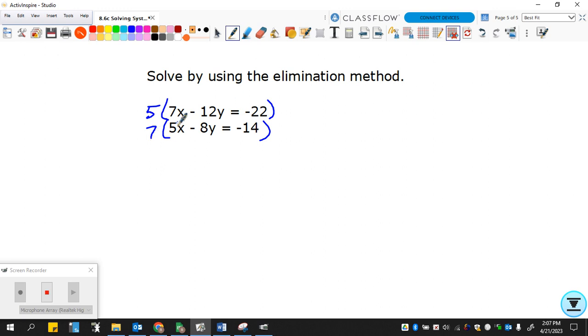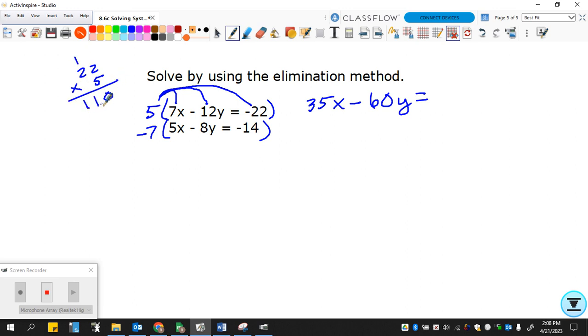All right, we just multiply each one. For the bottom one, we got to change the sign, so let's make the bottom one a negative 7. All right, so 5 times 7 is 35x. Minus 5 times 12 is 60y is equal to 5 times 22, 22 times 5 is 110, okay? So it's a negative 110.